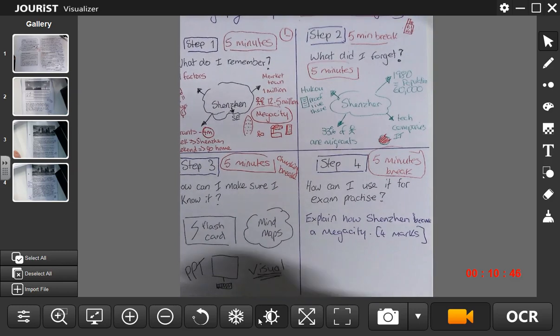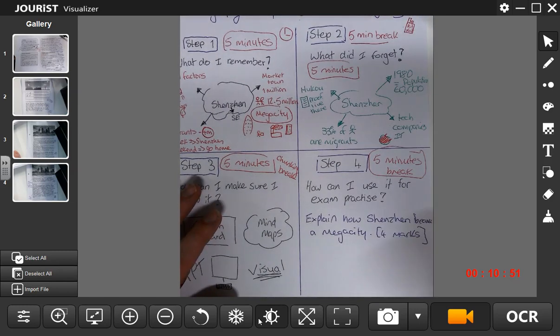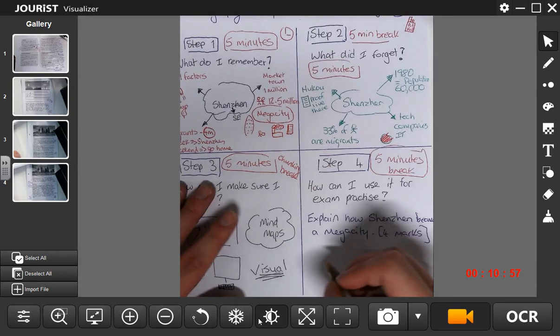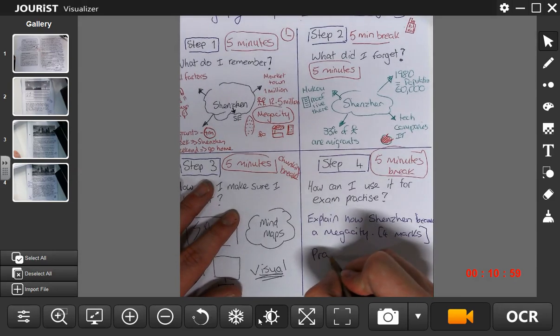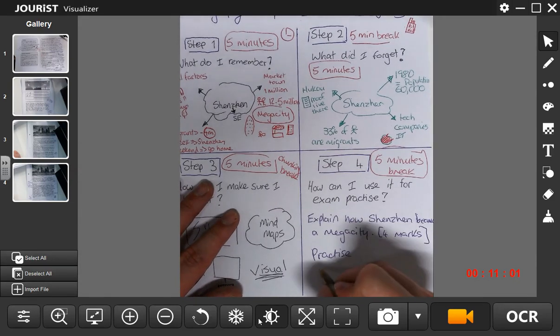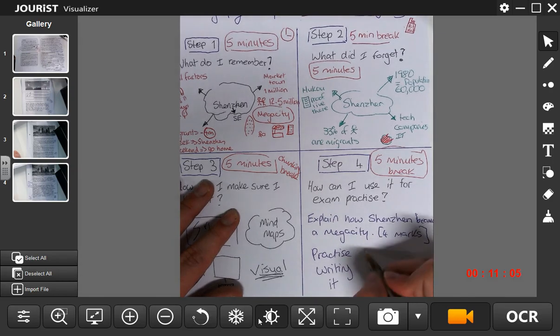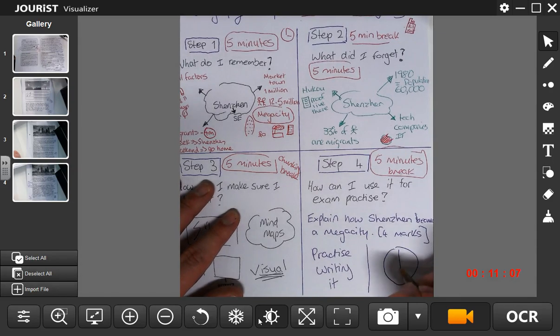So it's really, really important that you practice putting this into exam style answers. Make yourself some sentence starters, go back, try and write out everything fully under timed conditions. So practice writing it, and then time yourself again.